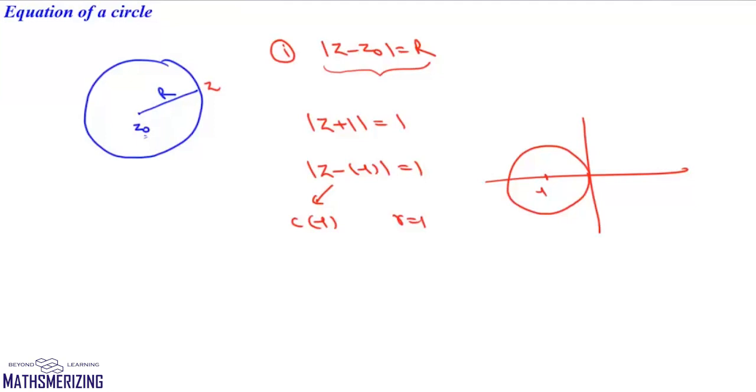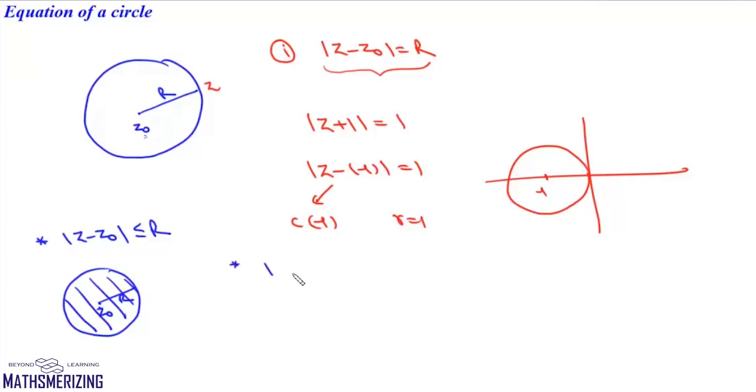Now there will be times where you'll be given points not only on the circle but on the inside or outside the circle. So one such case could be when they write mod of z minus z0 is less than or equal to r. In that case, it will represent all the points on or inside the circle whose center is z0 and whose radius is r. And if the question is mod of z minus z0 is greater than or equal to r, then in that case, it represents all the points on the circle with center z0, radius r and points lying outside this circle.